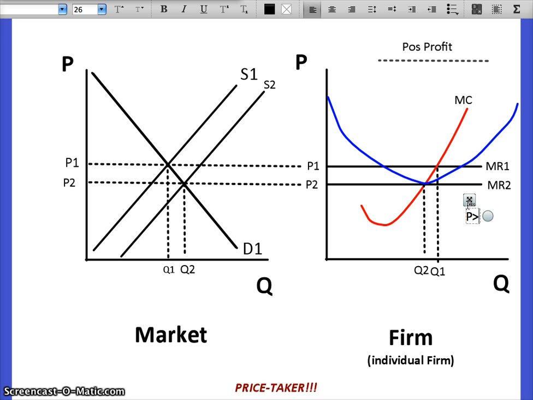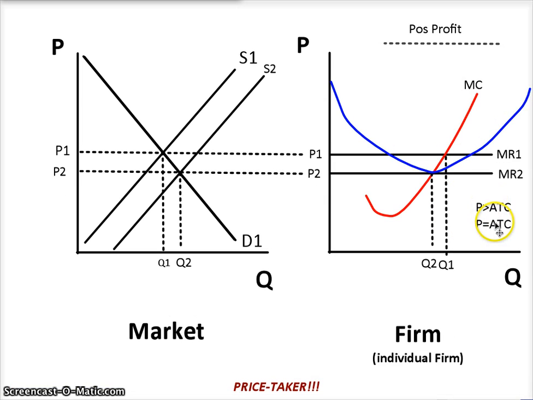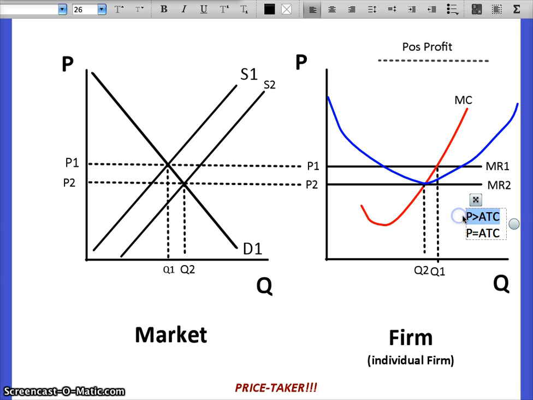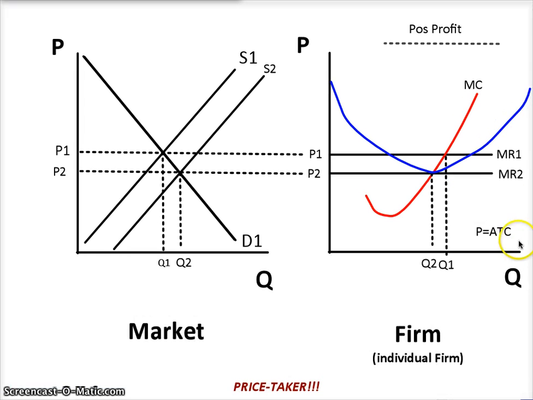Price was greater than ATC. Now, because of entry into the market, price now equals ATC. Well, when price equals ATC here, that is zero profit. That is long run. So this price greater than ATC, which is your positive profit, is a temporary state of being. It cannot last. Eventually, that's going to go away, and we're going to wind up with this condition, P equals ATC, which is what you see here at Q2, P2, and then here's the market side.